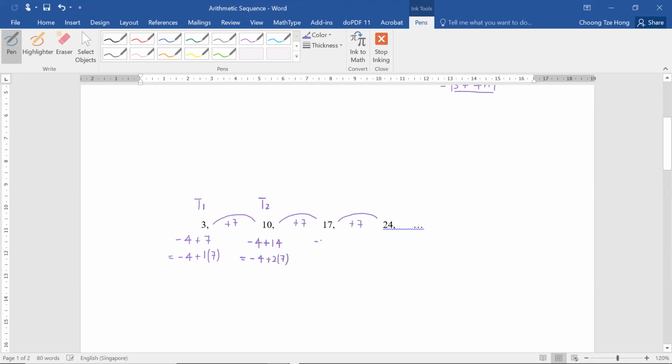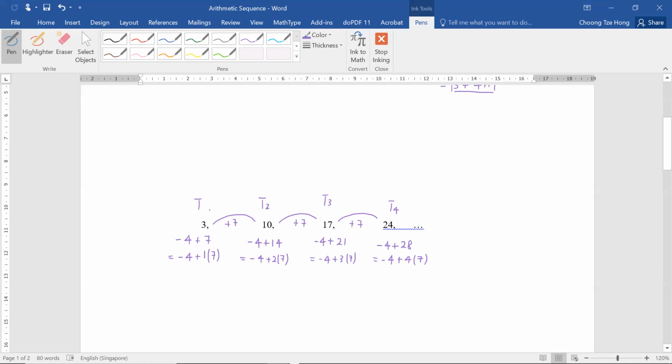Then this will be -4 plus 21, so -4 plus 3 times 7. So this is term number 3. This is term number 4. You can do it faster and faster already. So -4 plus 4 times 7.